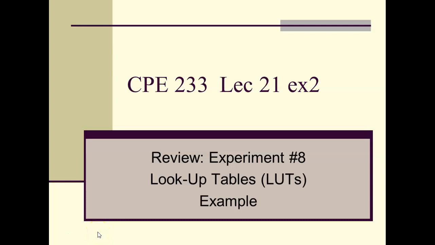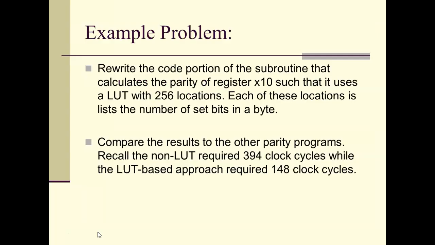This is lecture 21, example 2. This is an example related to the previous example. Essentially what we're going to do is extend the lookup table from 16 entries based on 4 bits to one based on 8 bits. That's going to allow us to do this problem a little bit more efficiently. So essentially we're redoing the parity.